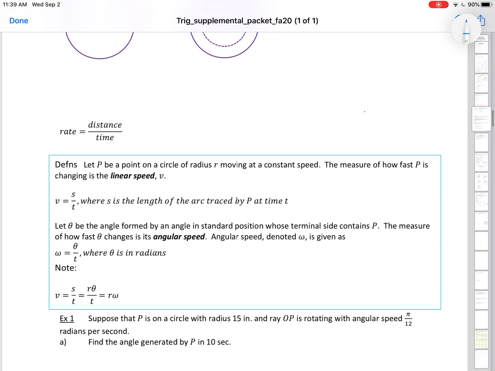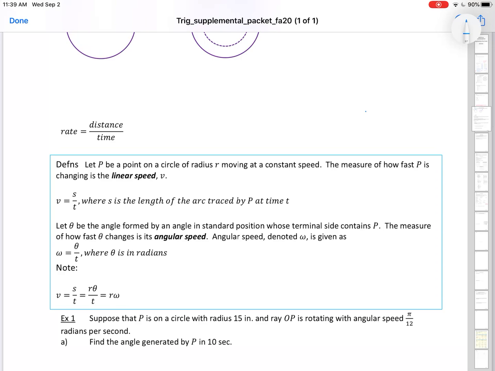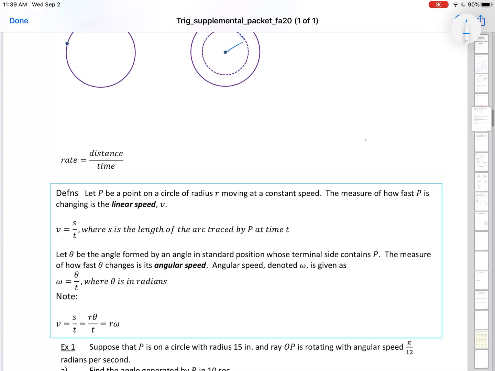So here are some definitions. P is a point on a circle of radius r moving at a constant speed. The measure of how fast P is changing is the linear speed, v. So v is the linear speed, and it's simply the distance you travel, which in our case is arc length since we're traveling along a circle, over the time. So that's no different than the distance equals rate times time format that you had before. Velocity is how far you travel over the time. How far we travel on a circle is arc length, so that's why it's that way.